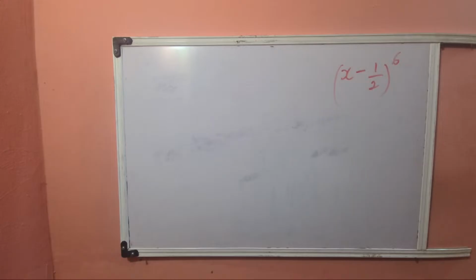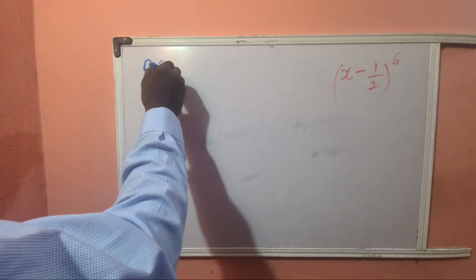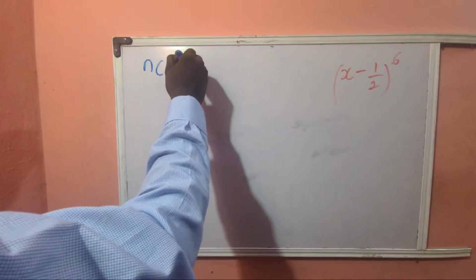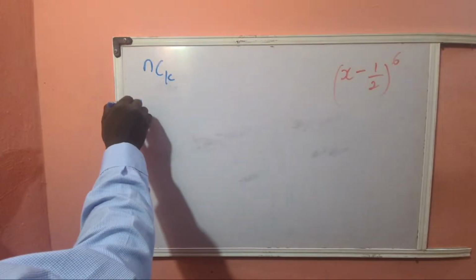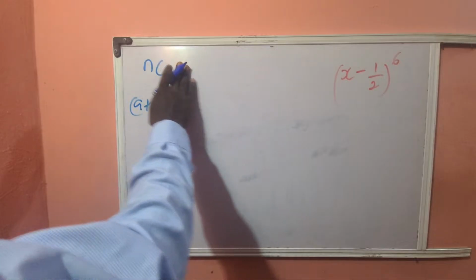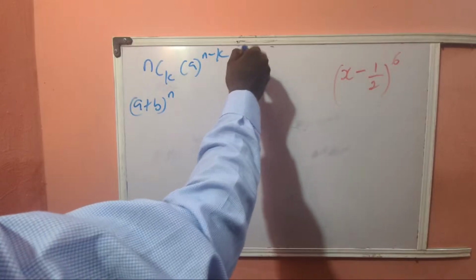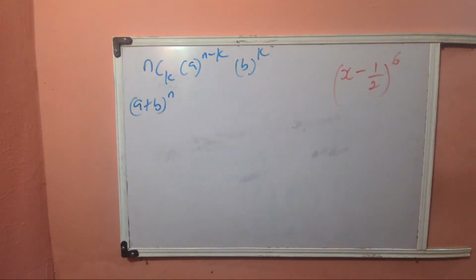All right, so our general binomial expansion is given by n combination k. Of course, if we had a plus b raised to power n, the binomial expansion is giving us n combination k, a raised to the power of n minus k, and b raised to power k. All right, I'm sure we all know this.